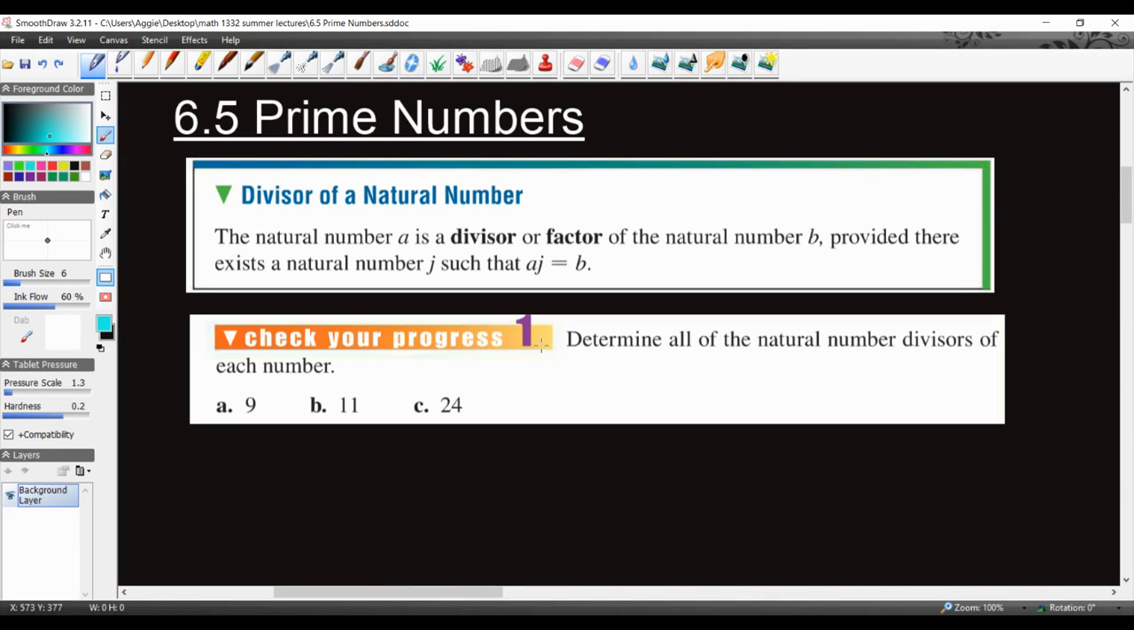This video will cover section 6.5, prime numbers. It's going to be relatively quick because you should know what a prime number is. If not, I will remind you. We're going to start right off with a definition.